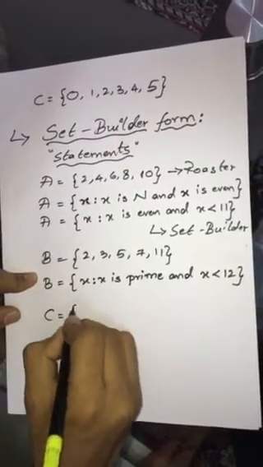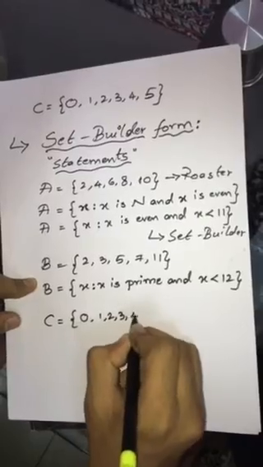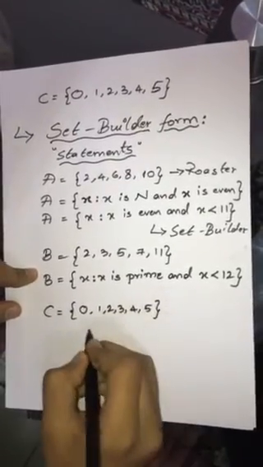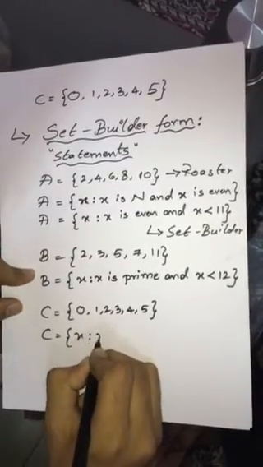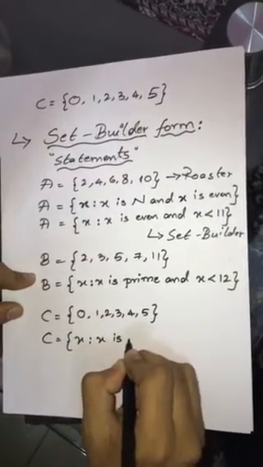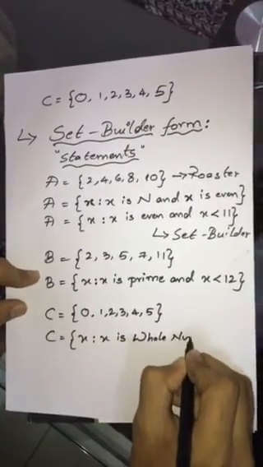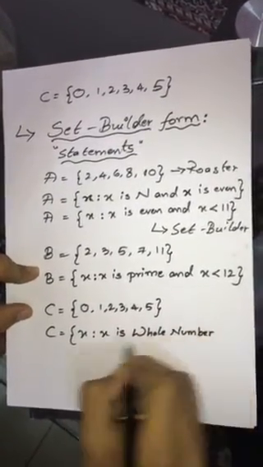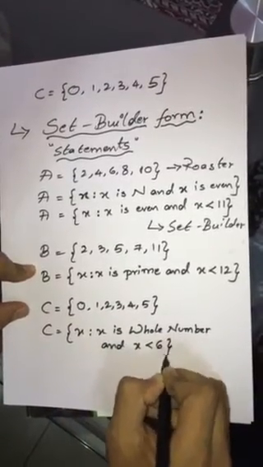We'll take the previous example of set C, that is 0, 1, 2, 3, 4, 5. These are the first 6 whole numbers. We'll write the set builder form as x such that x is a whole number and x is less than 6.